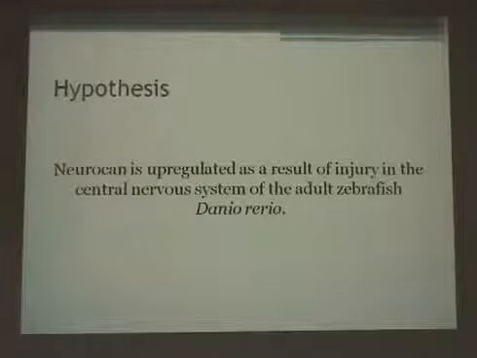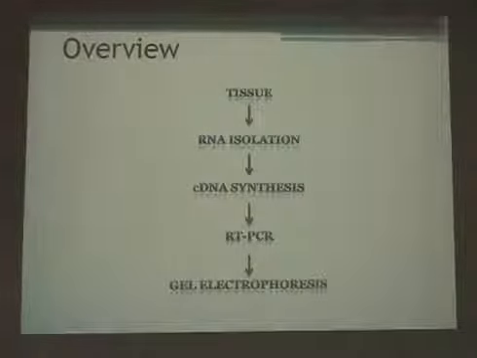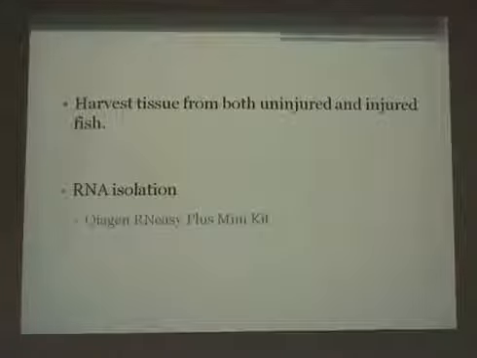So in order to test my hypothesis, I started off by dissecting the tissue from the zebrafish, then performing RNA isolation to extract the RNA from the cells, then doing a cDNA synthesis from this RNA, and then performing RT-PCR to amplify the signal, and finally doing gel electrophoresis to analyze the expression of the different DNA fragments. The tissue that we harvested was from uninjured and injured zebrafish.